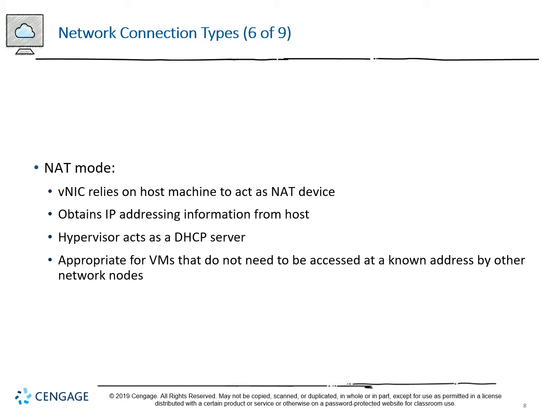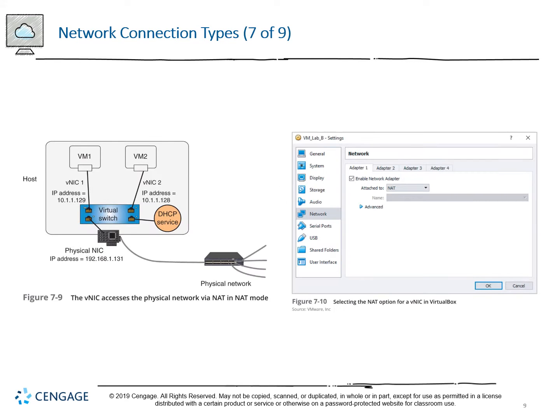In NAT mode, the vNIC relies on a host machine to act as a NAT device. So it's going to obtain its IP addressing information from the host with the hypervisor acting as a DHCP server. This is more appropriate for VMs that don't need to be accessed at a known address by other network nodes. Here we can see in figure 7.9 the vNIC accessing the virtual interface for the physical network. So we can see VM1, for instance, goes to vNIC1, connects to the virtual switch, where the DHCP service is connected, and then the physical NIC translates that to the physical network.